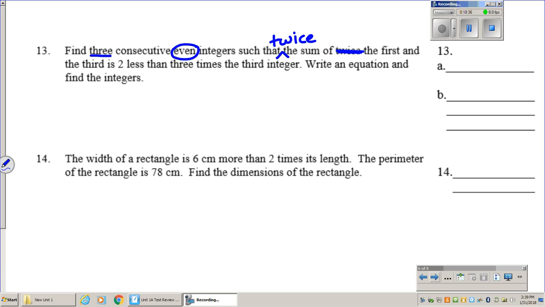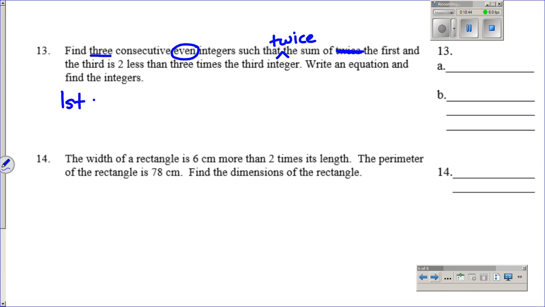So again, this is one of those very wordy problems. We're going to have to break it down step by step. I noticed we need to find 3 numbers, so I'm going to go ahead and set that up. My first number, my second number, and my third number. I also know they're even, so we know the first one is going to be represented with x. Even numbers increase by 2, so x plus 2, and then x plus 4.